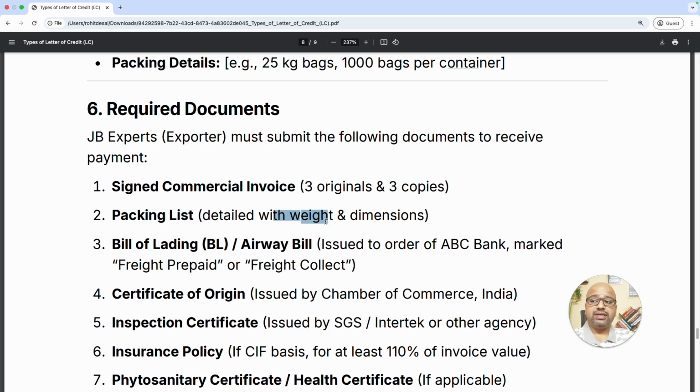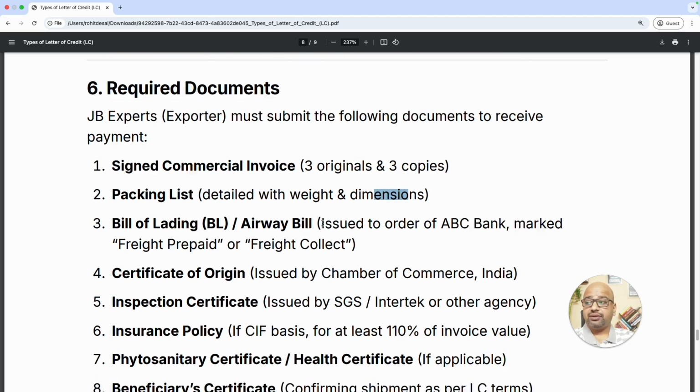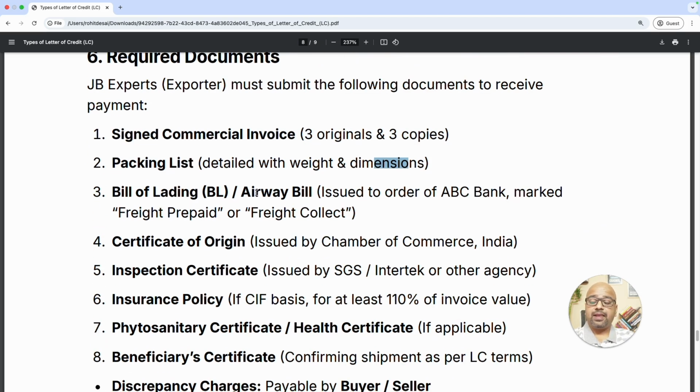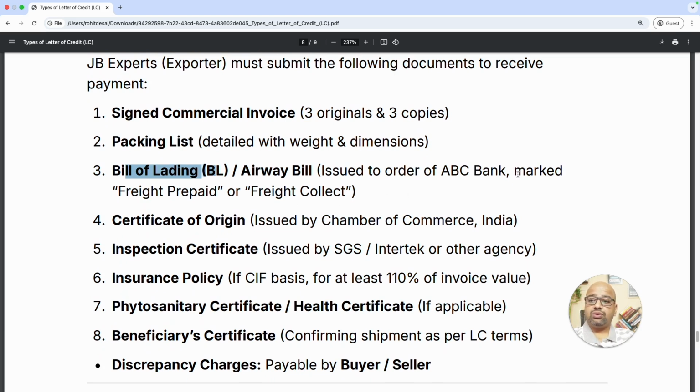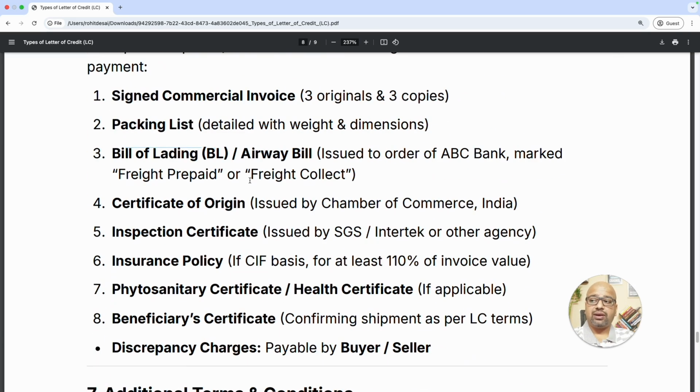Packaging list, saying what's the weight, what's the dimension, how many boxes in the container, all of that. Then bill of lading, or airway bill. If you're sending through air, then you will get an airway bill, or if you are sending by sea, then you need to get the bill of lading. Okay. You can also mark saying, okay, is it prepaid or to be collected? That is also something. Based on your Incoterm, you need to calculate this. Certificate of origin, that you will get from the Chamber of Commerce, or there are a lot of export promotional councils that will provide you the certificate of origin.